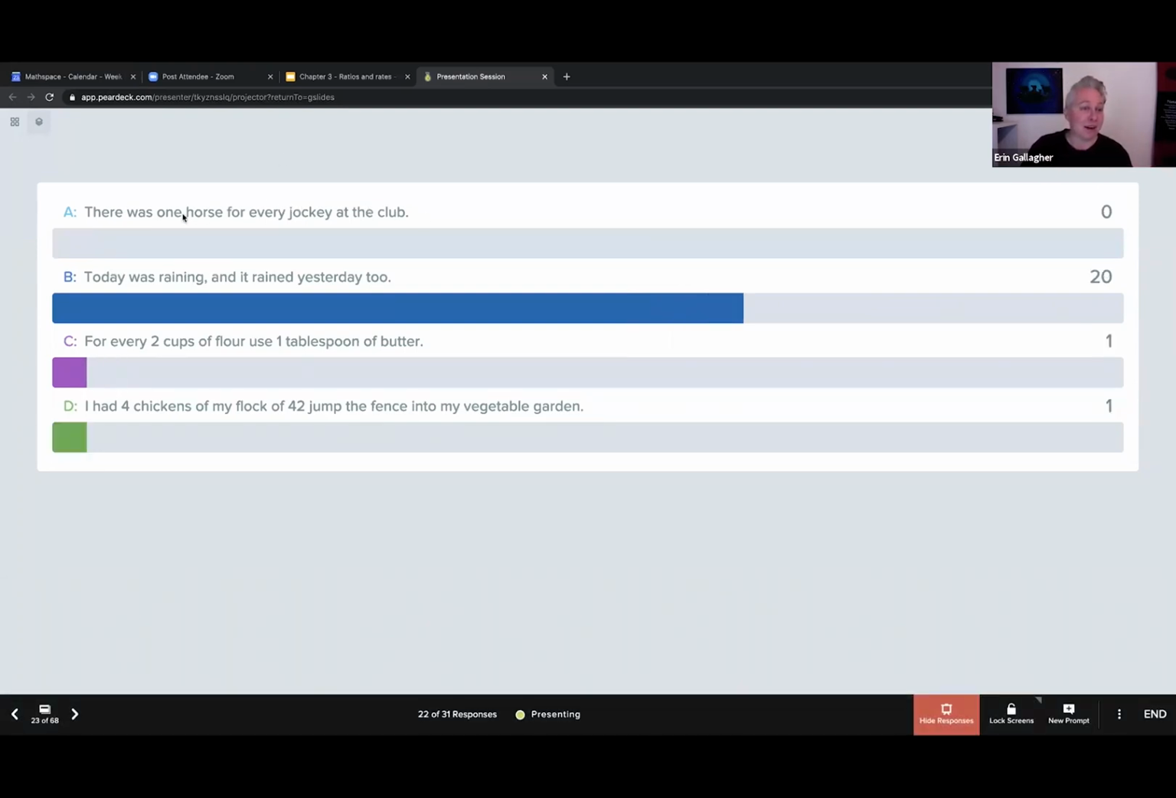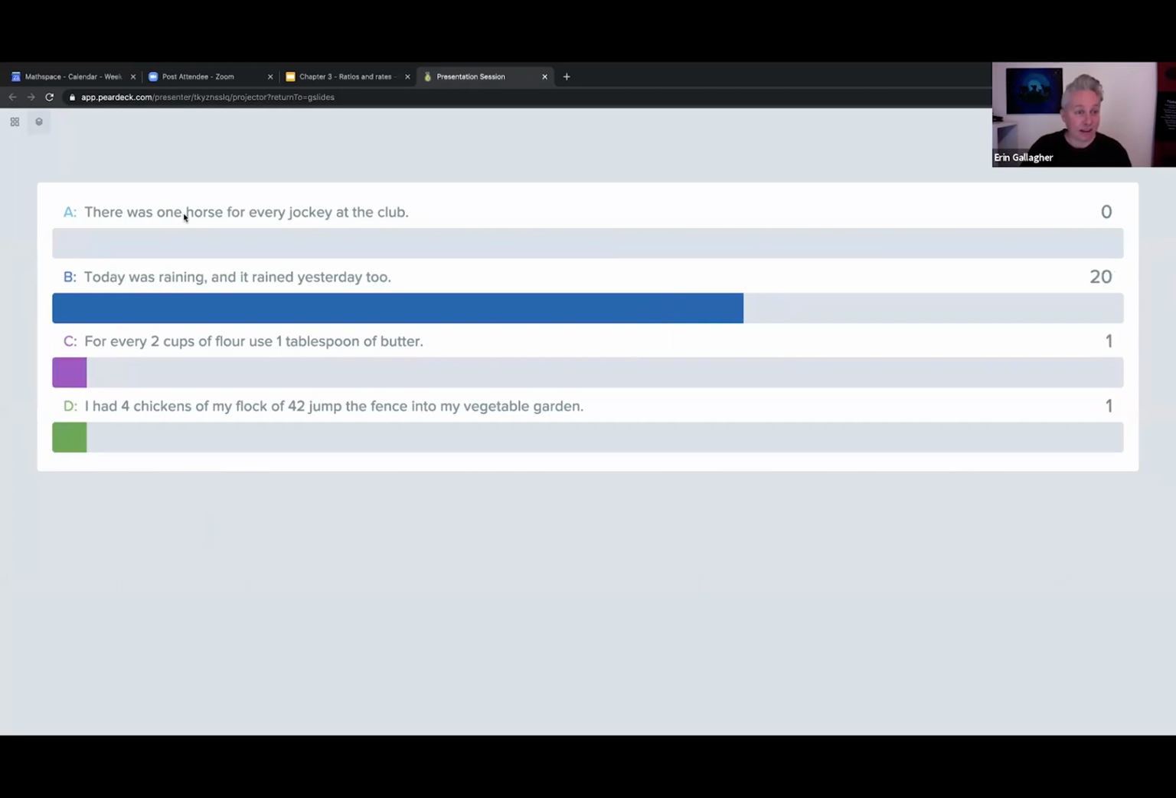Yeah, we could actually write that as a ratio. It's 1 to 1. For every horse, there is 1 jockey. So that's correct. That is a ratio. I'm going to go to C now. For every 2 cups of flour, use 1 tablespoon of butter. So that is a ratio because we have the ratio of flour to butter is 2 to 1. So that is actually a ratio.